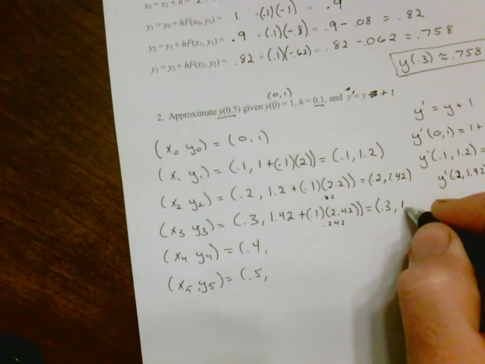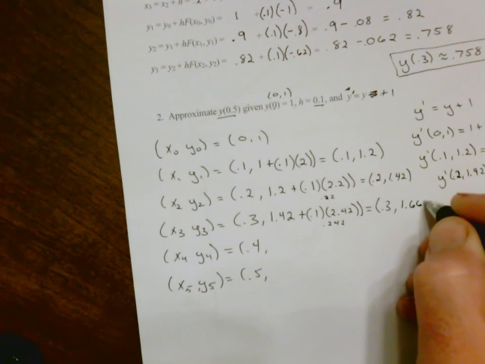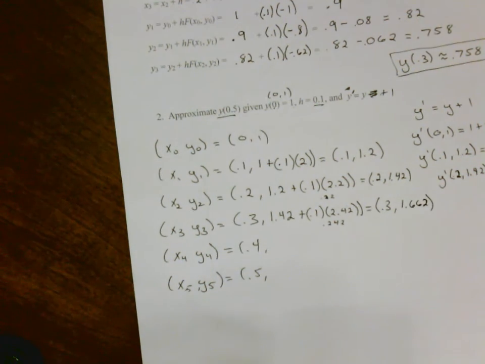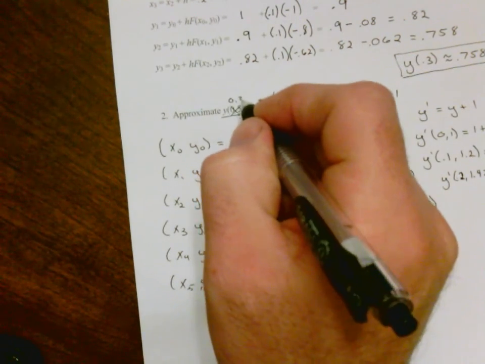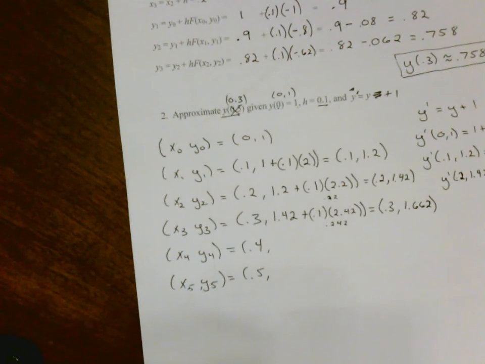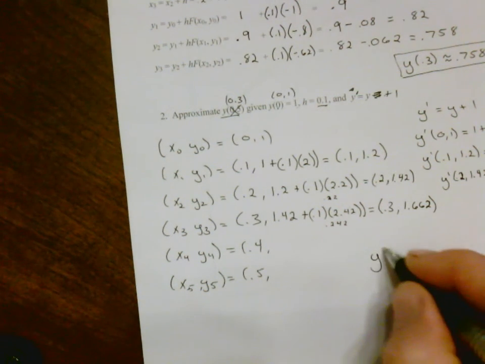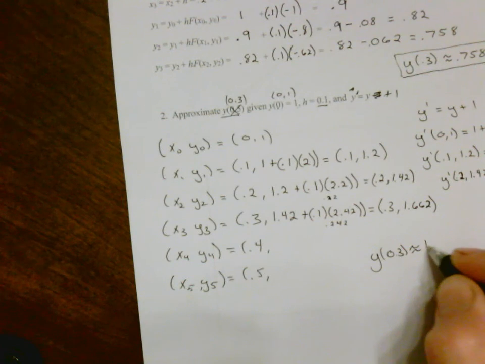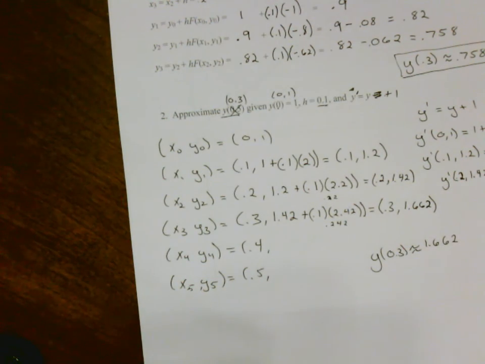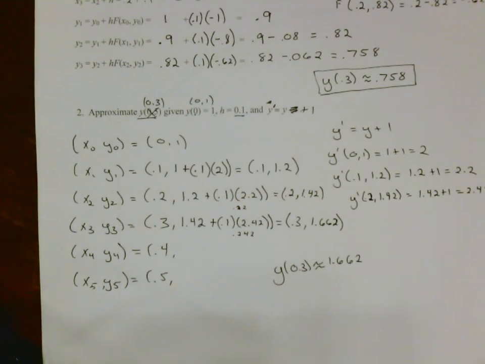So I have 1.662. Okay. Maybe we should stop. Maybe we should just change this to 0.3. I think at this time it's just redundant to the process. So my answer, y of 0.3 is going to be approximately equal to 1.662. Okay? Okay, next example.